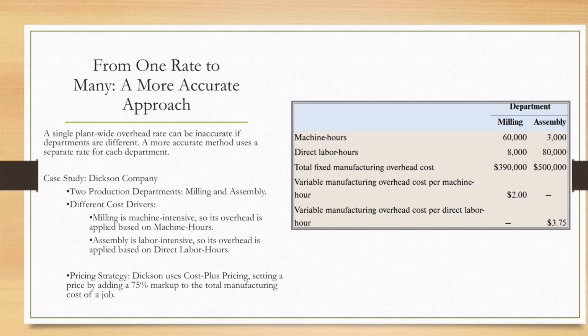To see this in action, we'll look at the Dixon Company. Dixon has 2 production departments, milling and assembly. These departments have different cost drivers. Milling is machine-intensive, so it's logical to apply its overhead based on machine hours. Assembly, on the other hand, is labor-intensive, so its overhead is applied based on direct labor hours. It's also important to note that Dixon uses a cost-plus pricing strategy, where they determine a selling price by adding a 75% markup to a job's total manufacturing cost.